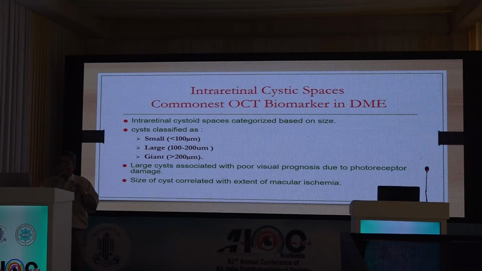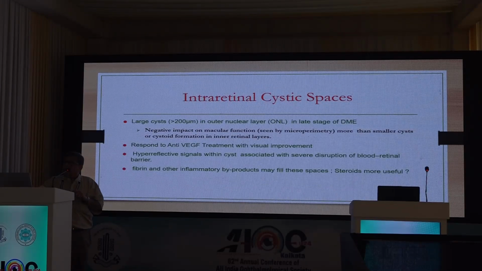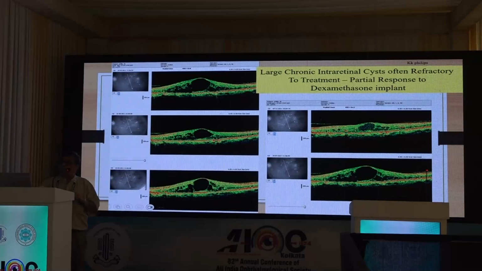They can be small, large, or even giant. Very large cystic spaces, if they are left to stay for a long time, are associated with a poorer prognosis. So you don't want to do that. Now, the important thing is to treat them and see the response, and you can pick that up. You see here, this was a patient who was being treated with anti-VEGF agent, was not responding, finally was given an Ozurdex, and you see the response started coming within a month.